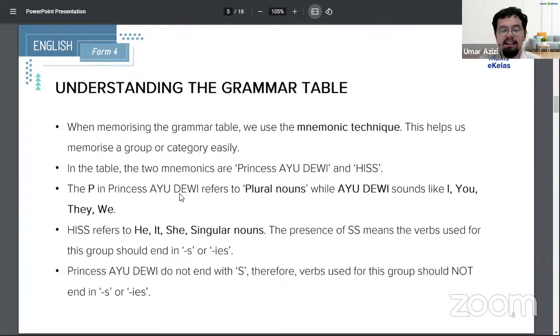Princess Ayu Dewi does not end with S. Therefore, verbs used for this group should not end in S or IES. So again, Princess Ayu Dewi has no S at the end of it at all. So Princess Ayu Dewi does not end with S or IES. Because HISS does end with two S's, so HISS singular nouns do end with S or IES.